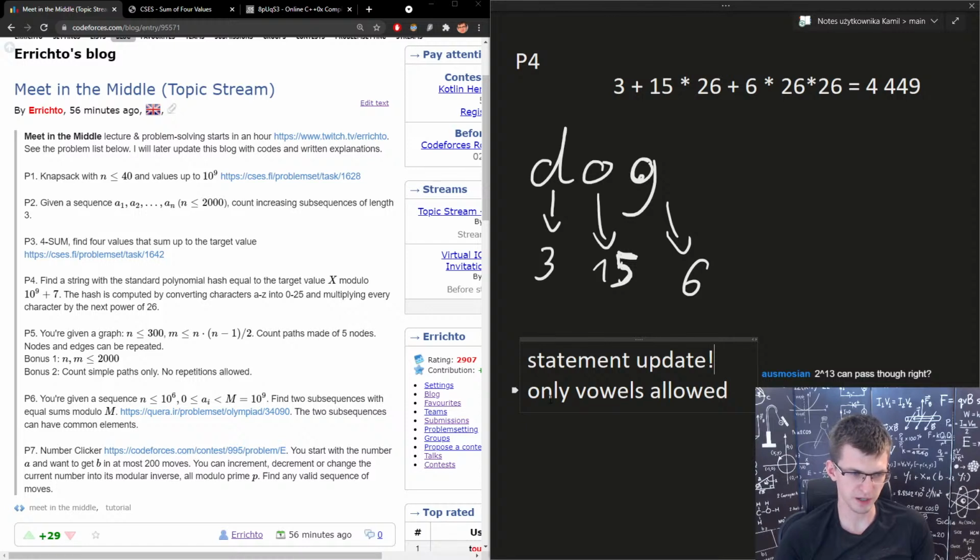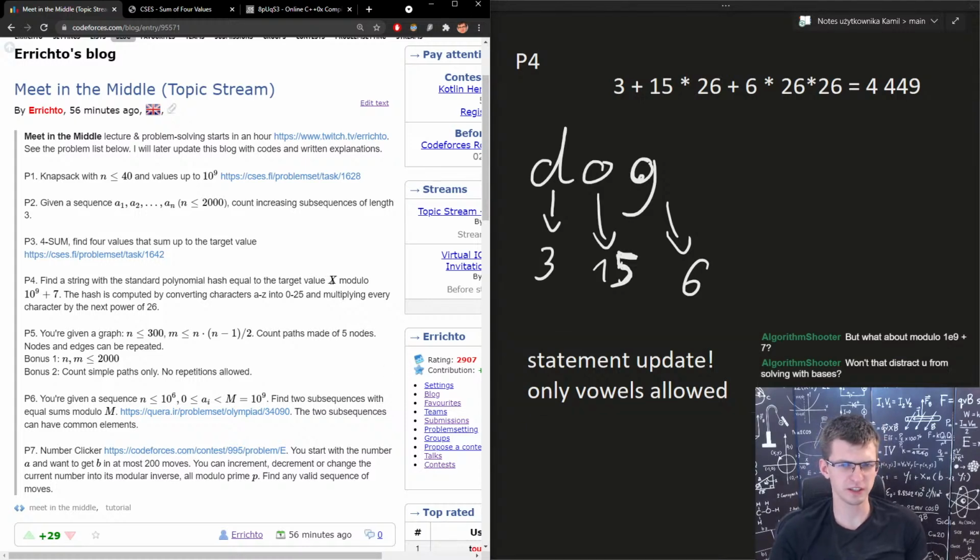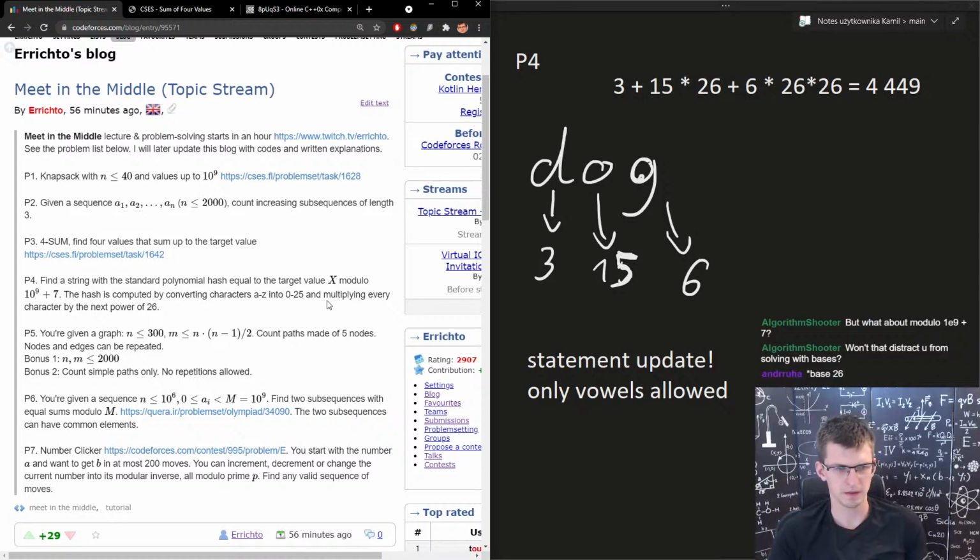Can 2 to the 13th pass? It can, but I don't see a solution in this time complexity. Modulo billion 7. Yeah, modulo billion 7, but you can try to get x exactly. No.